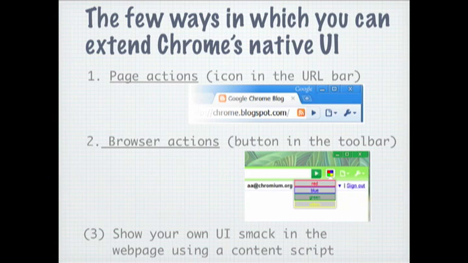These are a few of the ways in which you can extend the native Chrome UI. They have page actions, which are little icons in the URL bar. They have browser actions, which are icons in the toolbar. When you click on one of those buttons, a pop-up gets shown, and that's just another HTML page. Chrome sizes the pop-up to fit your HTML page, and that's it. It's just an illustration of how cool this API is.